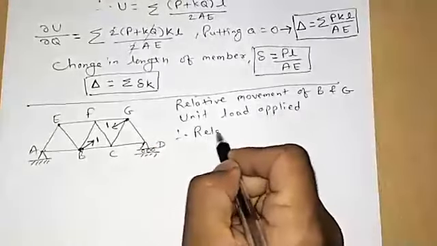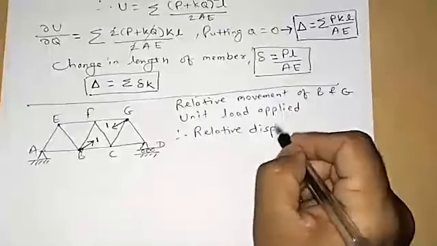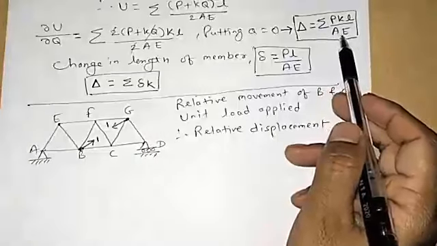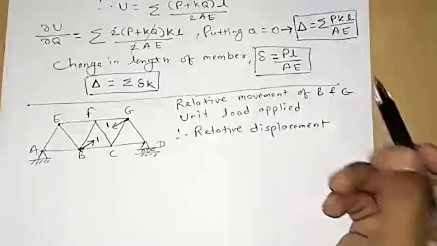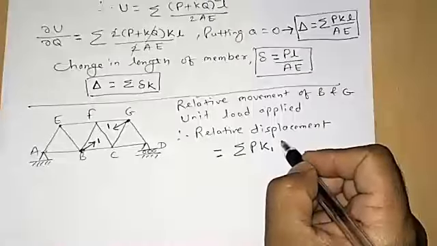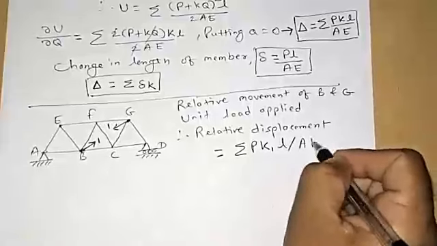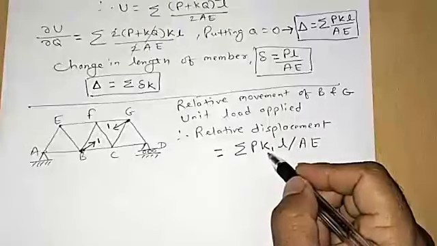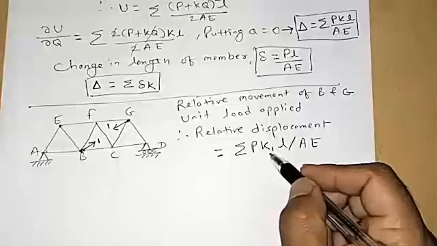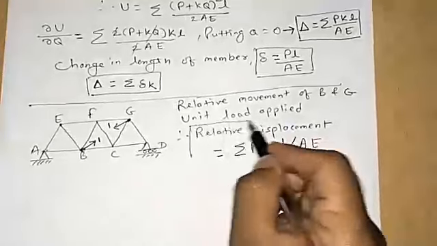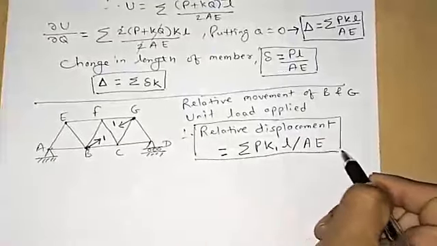Therefore, what we can say, relative displacement. Now we know that this is summation PKL divided by AE. It is the formula. Now in this case, relative displacement would be equal to summation P, let's consider this K1, into L divided by AE. Now what is this K1? K1 is again the force in the member because of the unit load. So such kind of relative displacement is also calculated.